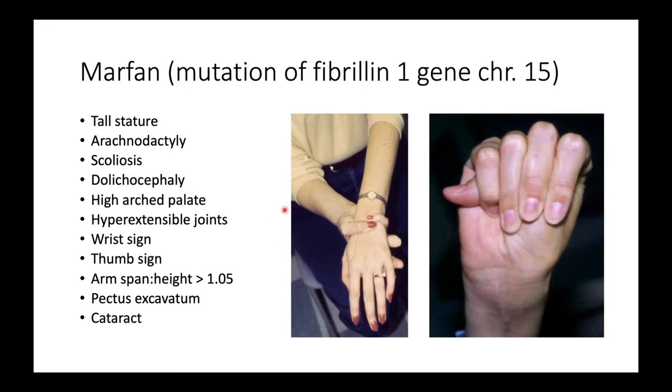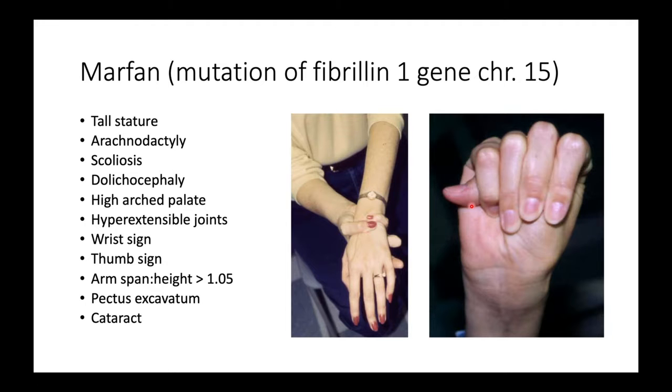Marfan syndrome is characterized by tall stature, long digits, arachnodactyly, scoliosis, and an abnormal shaped head. We'll come to dolichocephaly. They also have high arched palate and hyperextensible joints with their positive wrist sign and thumb sign. So the wrist sign means that they can wrap their fingers around the wrist such that the thumb and the index finger overlap. So that's a positive wrist sign.